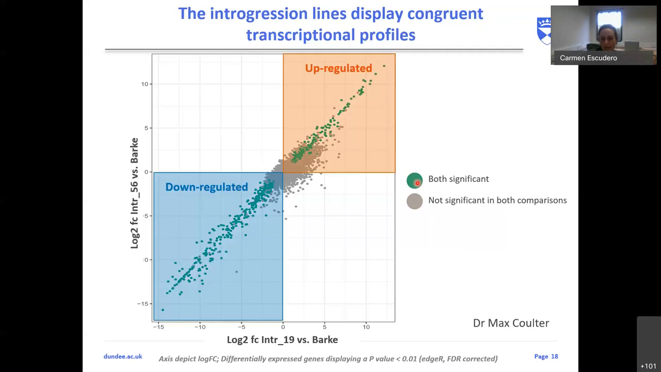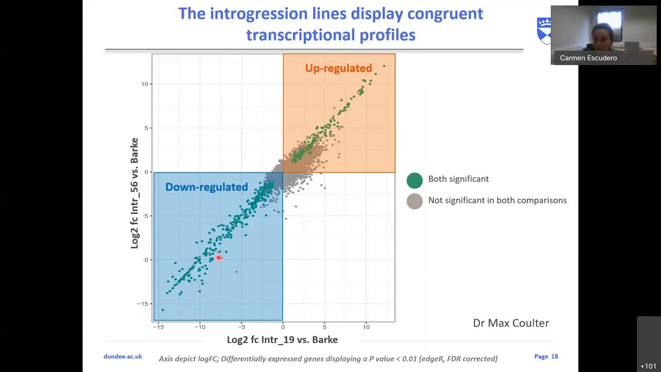Moreover, the green dots in the genes upregulated in the introgression lines compared with Barke correspond to the higher log fold changes, and the same when we look at the genes that are downregulated in both introgression lines compared with Barke: they also correspond to the higher log fold changes. So this was very interesting.